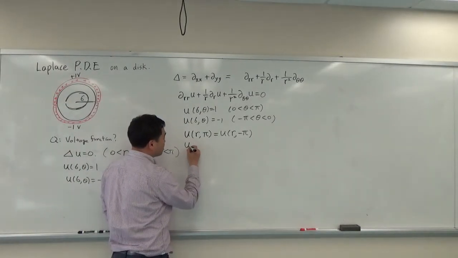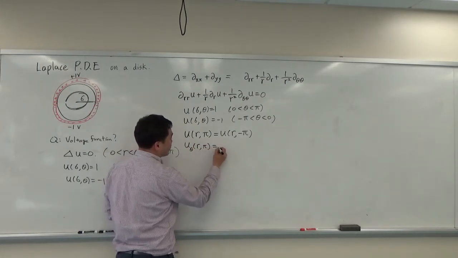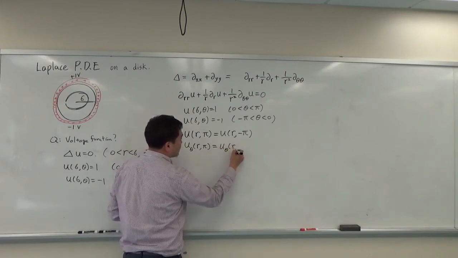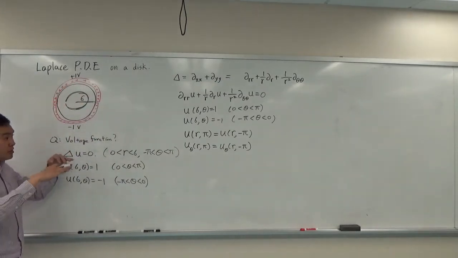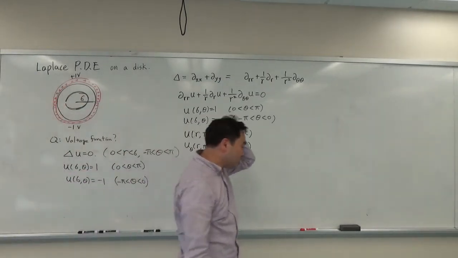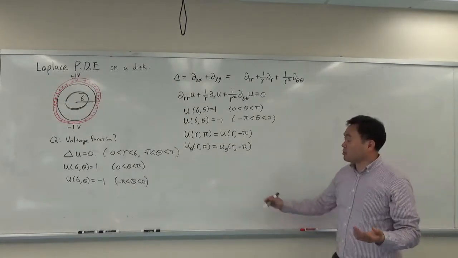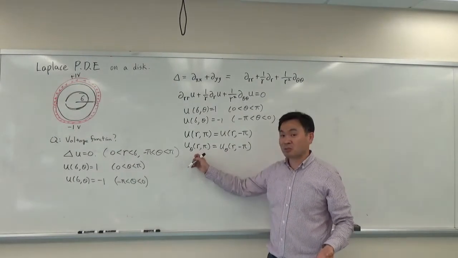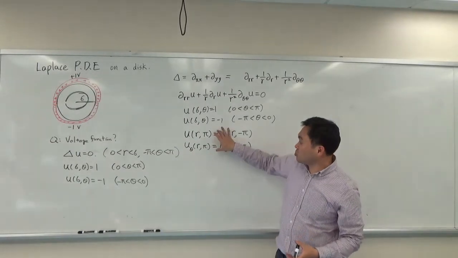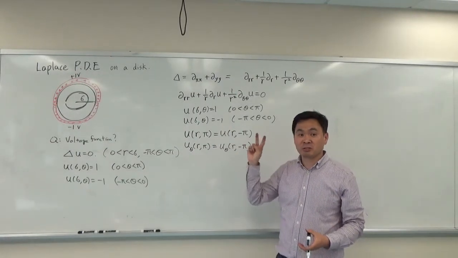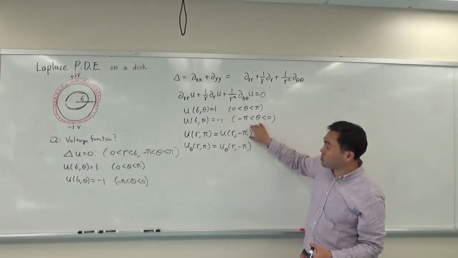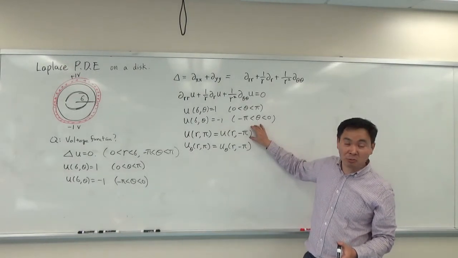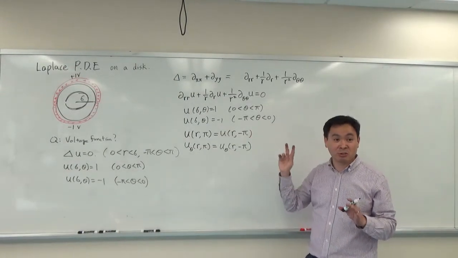So you need u_theta at r, pi equals u_theta at r, negative pi. If you differentiate in the theta direction, their slopes should match. It's even true that higher derivatives after this should also match, like theta double prime. But it turns out that these two are going to provide the two conditions necessary for the Sturm-Liouville problem. So that's all we need. If you just have one, it's not going to be sufficient, we can't solve the Sturm-Liouville. But if you have both, then we have the two conditions necessary.